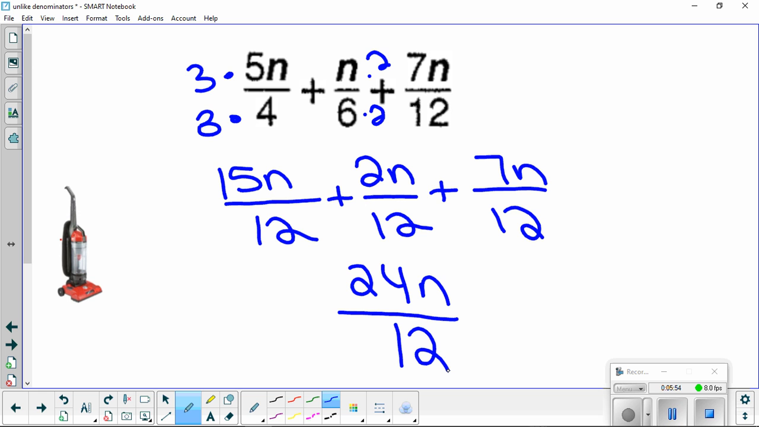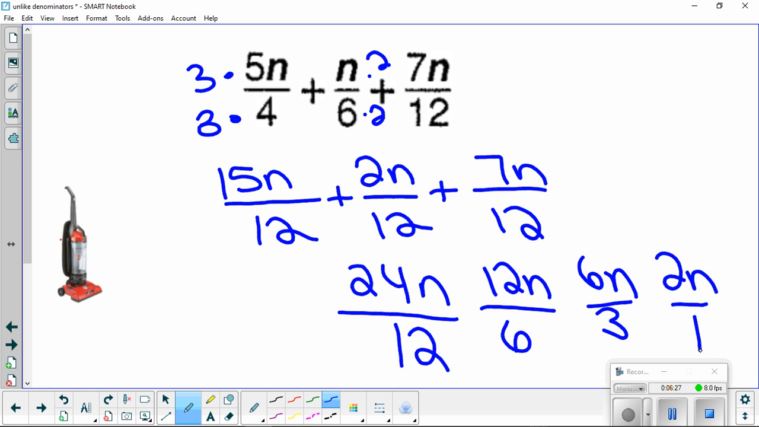Now, before I get too excited, I got to say, can I cancel anything out? Can I reduce it? Factor, cancel, squish. I can't factor it, but I can reduce it. There are numbers that go into 24 and 12. What if I pick badly and I started with like 2? I get 12n over 6. That's good. Could I do another number? Yeah, 2 again. So I'm at 6n over 3. Can I do another number? 3 does. So I get 2n over 1.